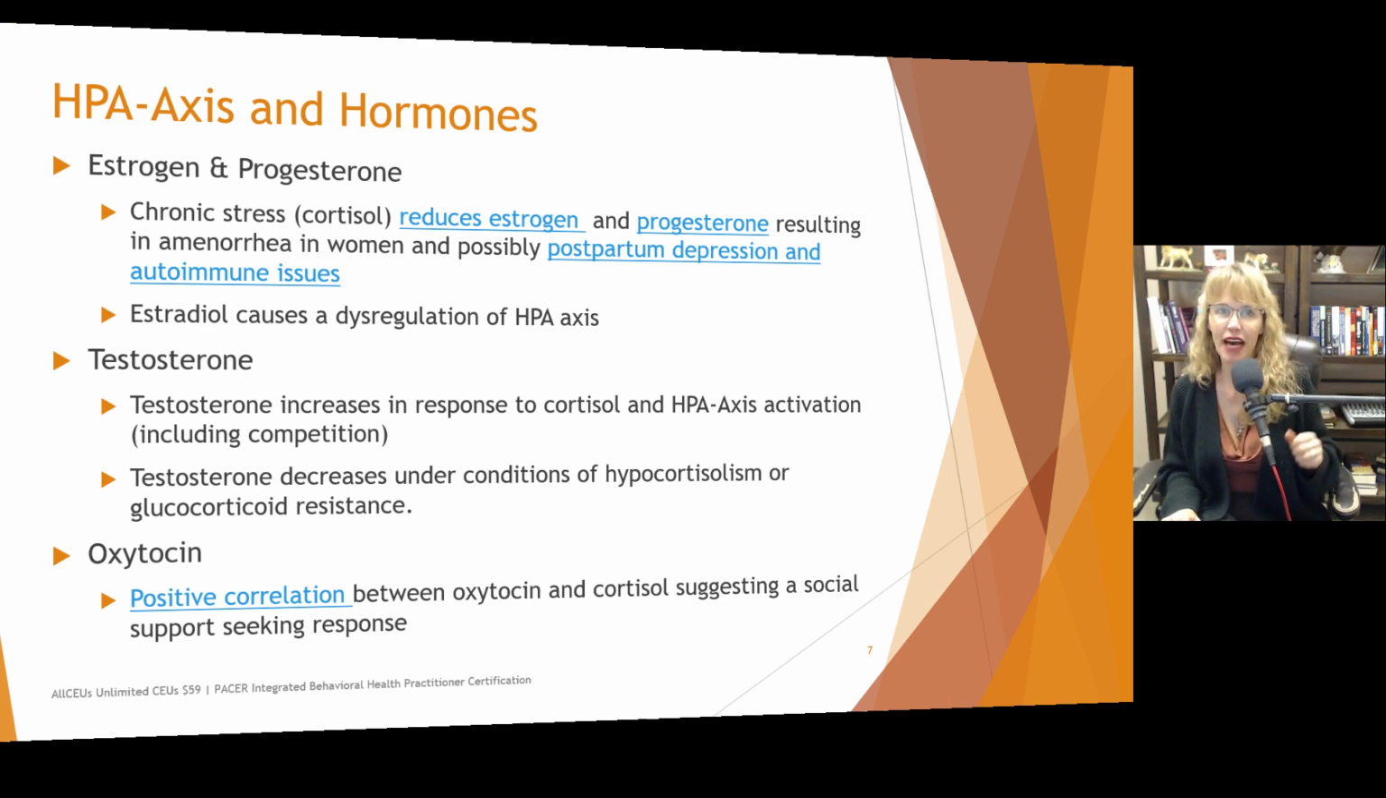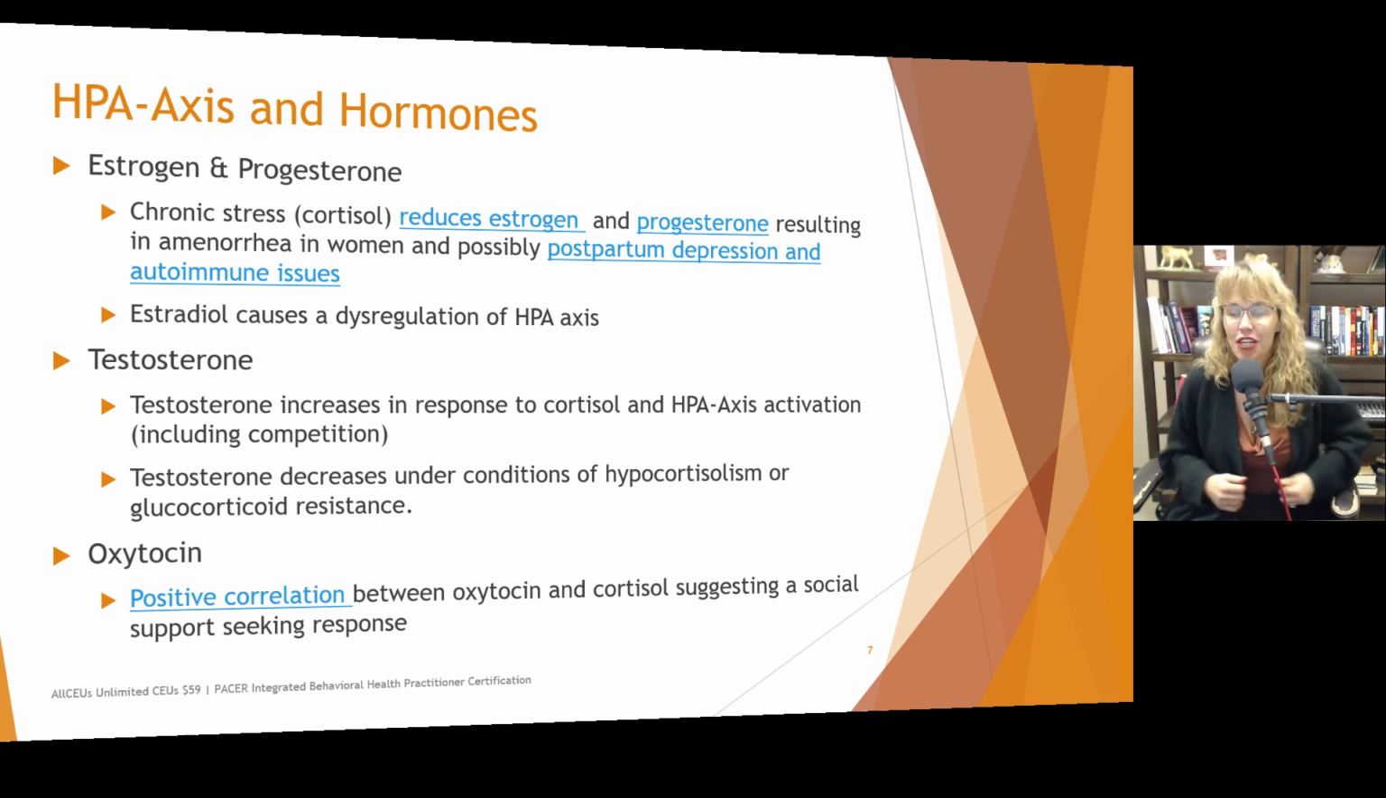Remember, I said earlier, we have the hypothalamus, the pituitary gland, the adrenal gland, the thyroid gland, and the gonads. Estrogen and progesterone are typically thought of as the female hormones, although men do have a certain amount of estrogen. Chronic stress and cortisol as a result of chronic stress reduces estrogen most of the time, and progesterone, resulting in what they call stress-related amenorrhea. So women will also often stop menstruating because their hormones are out of balance.